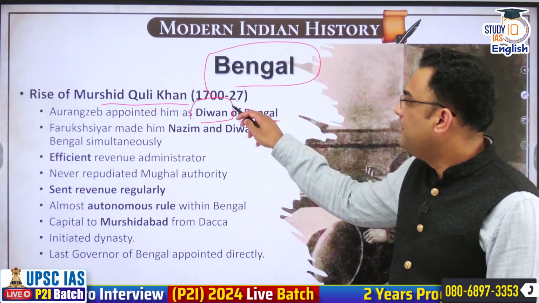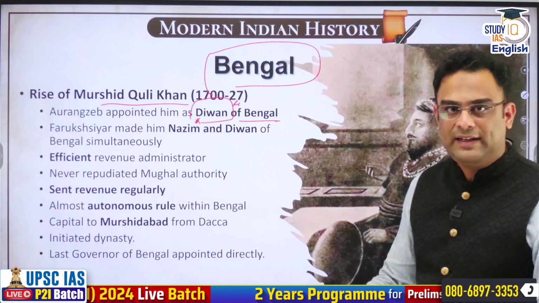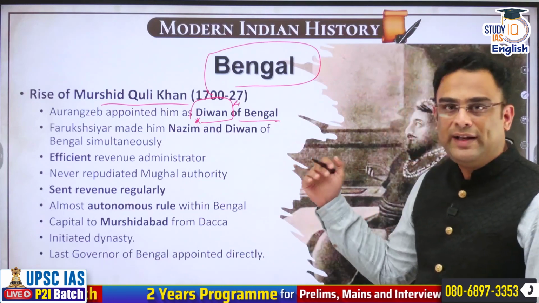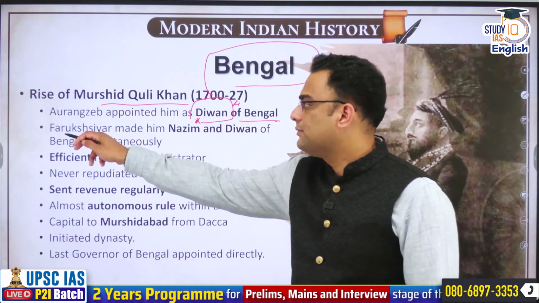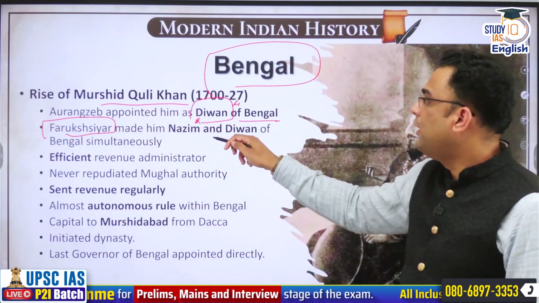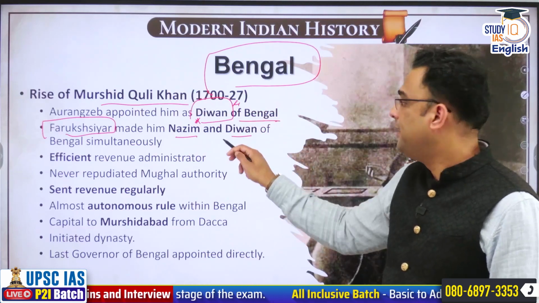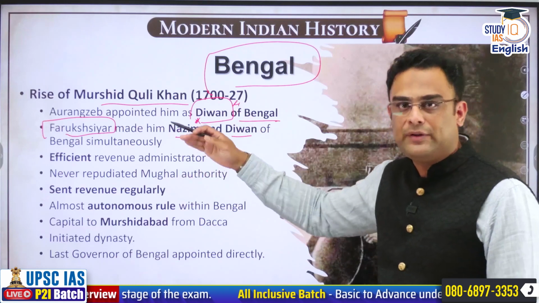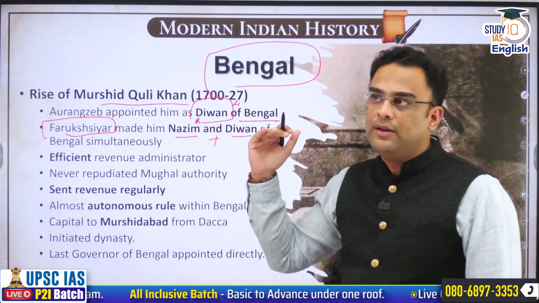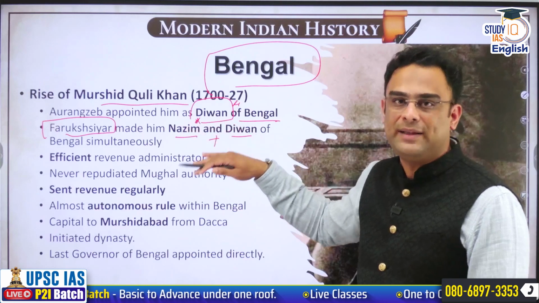Okay? Diwan is the most important revenue authority of the Mughal state at a Suba level. Provinces were called Subas. Later, during later Mughal times, Farrukh Siyar, who was brought to the throne by the Sayyid brothers, made him Nizam in addition to being Diwan. So Nizamat, the noun form of this post, the administrative responsibility during Mughal times, was called Nizamat.